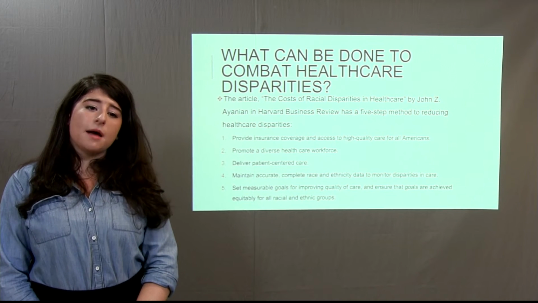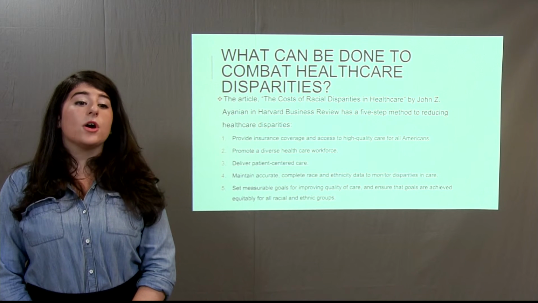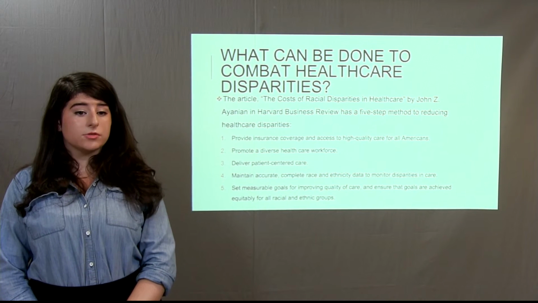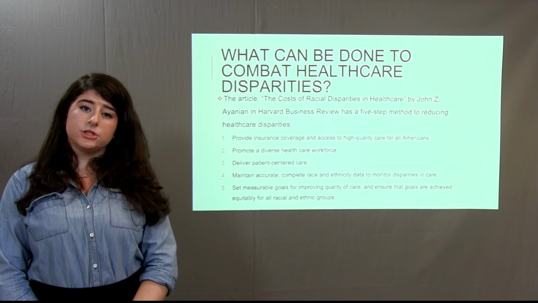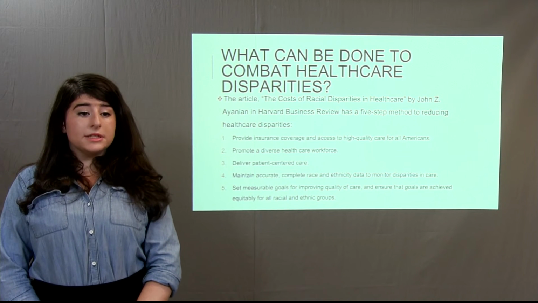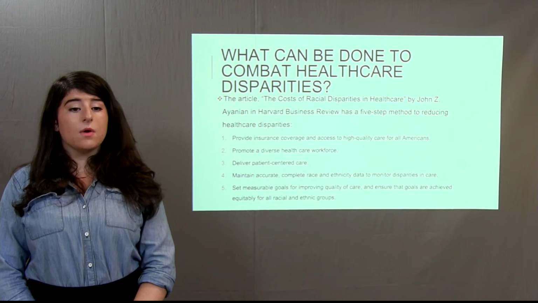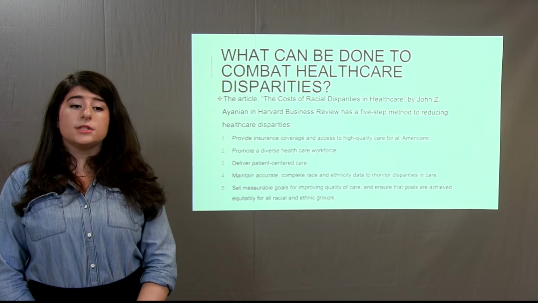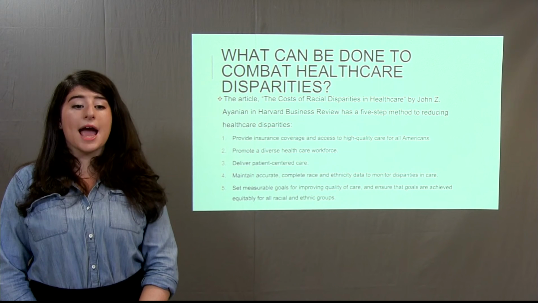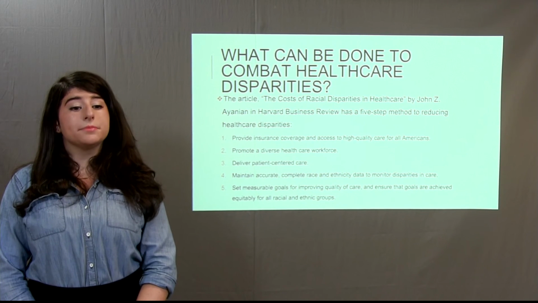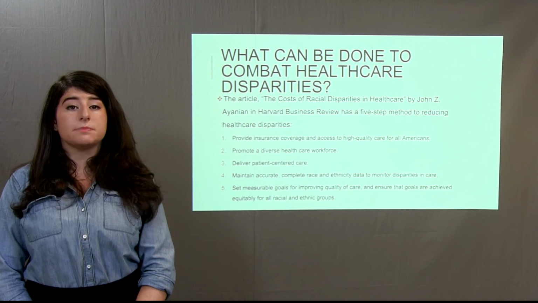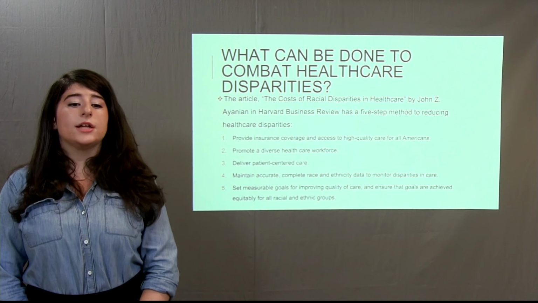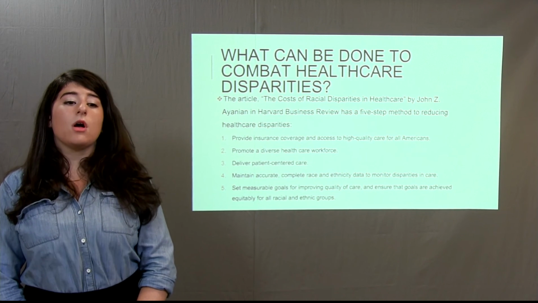So what can be done to combat healthcare disparities? In the article, The Costs of Racial Disparities in Healthcare by John Z. Ayanian in Harvard Business Review, there is a 5-step method to reducing healthcare disparities. The first would be to provide insurance coverage and access to high-quality care for all Americans, promote a diverse healthcare workforce, deliver patient-centered care, maintain accurate and complete race and ethnicity data to monitor disparities in healthcare, and to set measurable goals for improving quality of care and to ensure that goals are achieved equitably for all racial and ethnic groups.